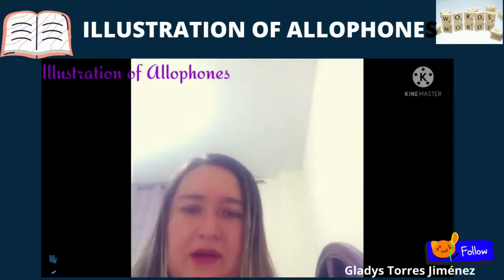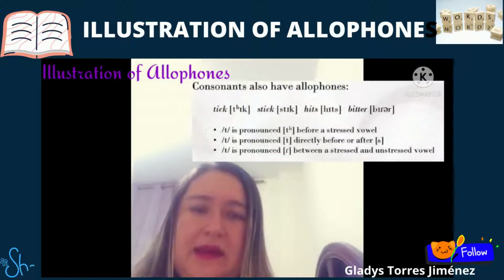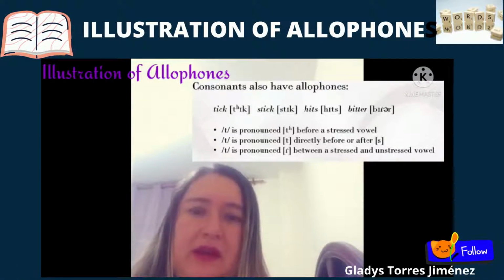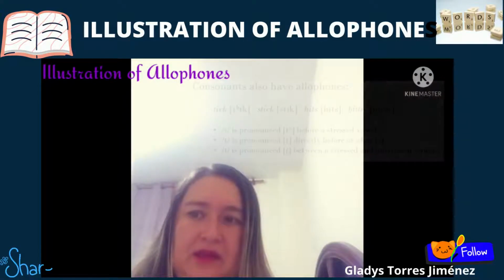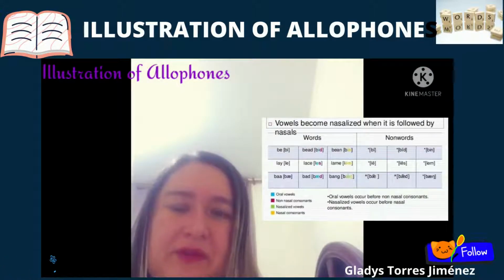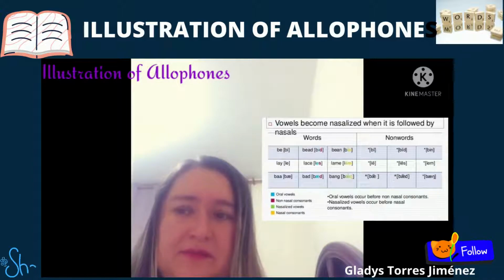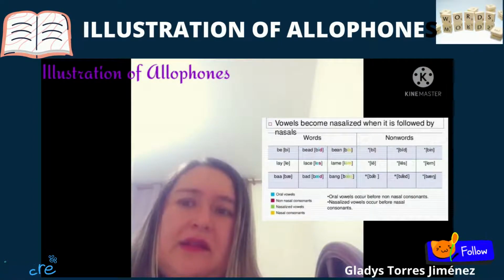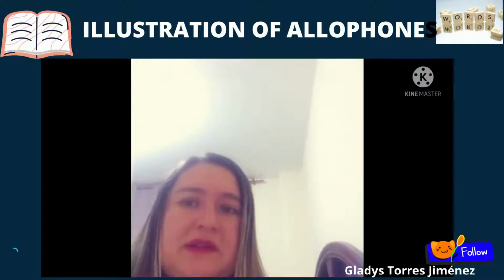Consonants also have allophones. Tick, stick, hit, and beat. T is pronounced aspirated before a stressed vowel. T is pronounced unreleased directly before or after a consonant. T is pronounced as a flap between a stressed and unstressed vowel.